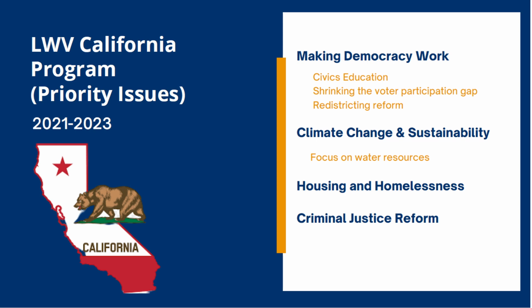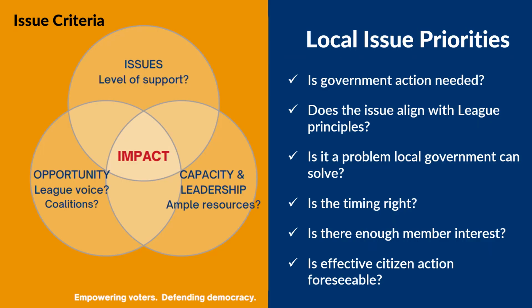We should also consider the priorities adopted at the state level when thinking about issue priorities locally. The set of priorities adopted at the last state convention are shown here, and will likely not be changed much at the 2023 convention. Considering the priorities at all 3 levels of the league is part of the league philosophy of speaking with one voice.